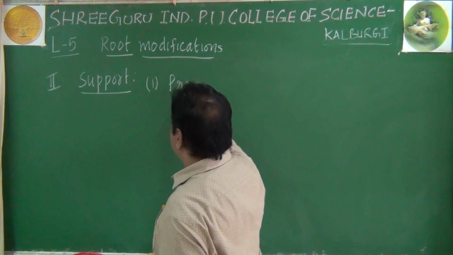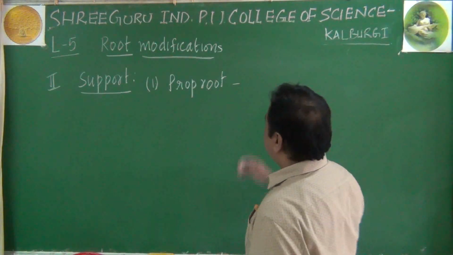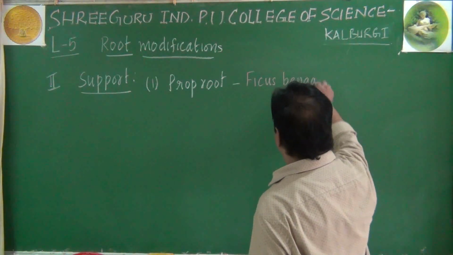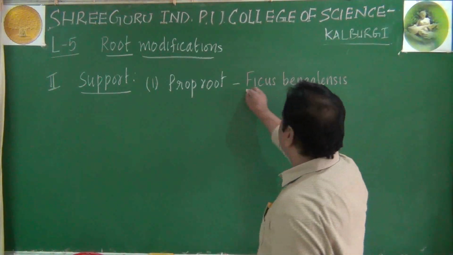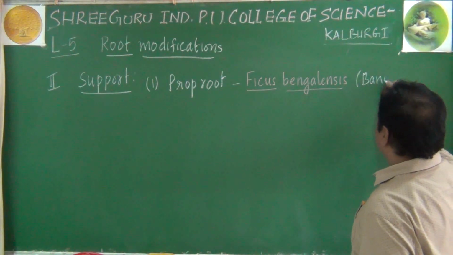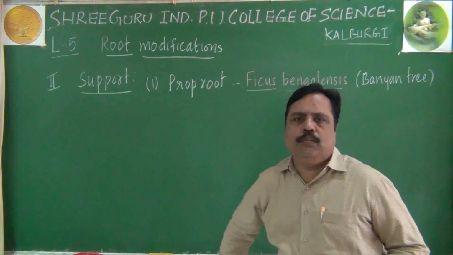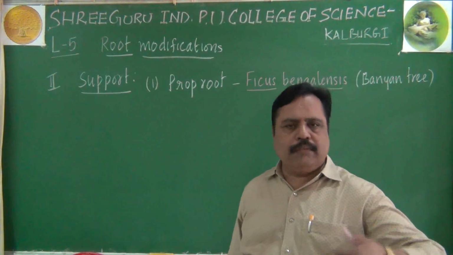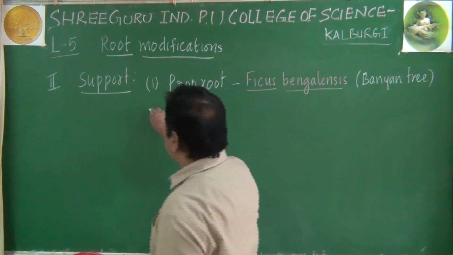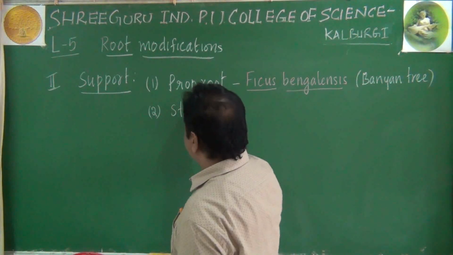One is called prop root. Prop root is exhibited by Ficus bengalensis. Remember, Ficus bengalensis. It is commonly called banyan tree. Remember this point. In the banyan tree, the roots hang downwardly. When they touch the soil, they further grow and they mainly support the plant. That is prop root.